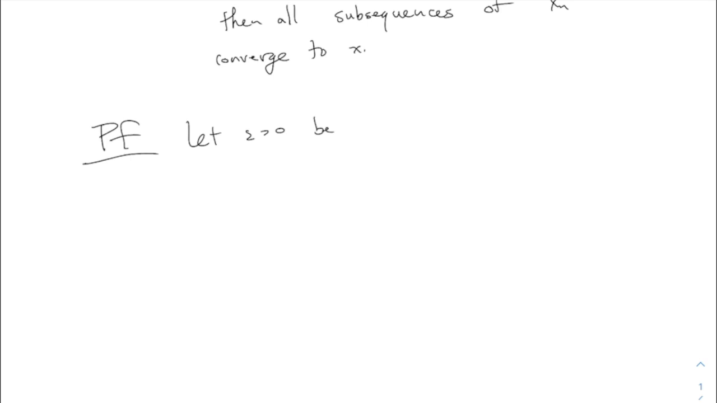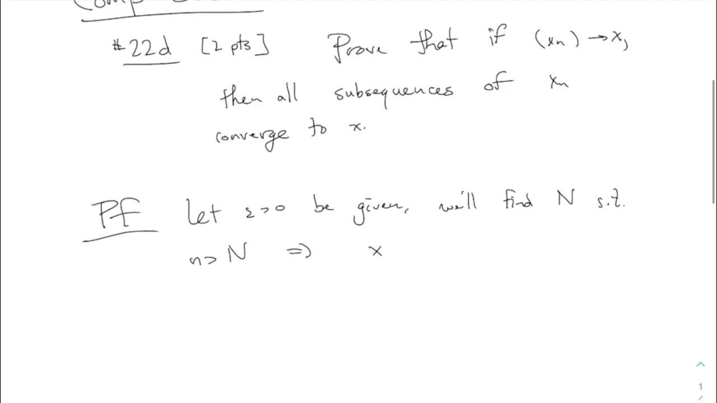And I'm going to think of this in terms of neighborhoods. Then we'll find N, just because sometimes I don't want to make those inequalities with the absolute values, such that n greater than the big N implies x_n is close to x. So what am I doing here? Sorry, I should have started with some different words. I have to prove that all subsequences converge to x. So what I meant to say at the very beginning, let x_{n_k} be a subsequence, and then we're going to show that it converges to x.